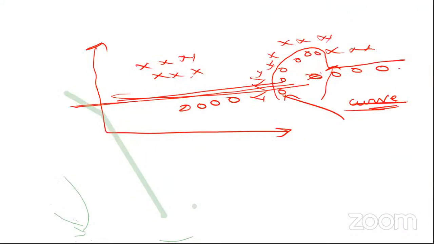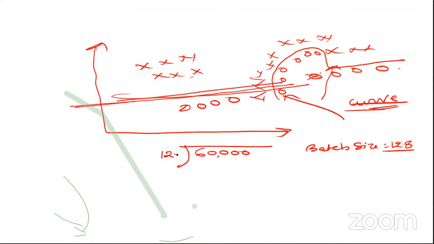Just see how many samples are there in training. 60,000 samples are there. Our batch size is equal to 128. So if in one batch 128 images are there, then how many batches are there?